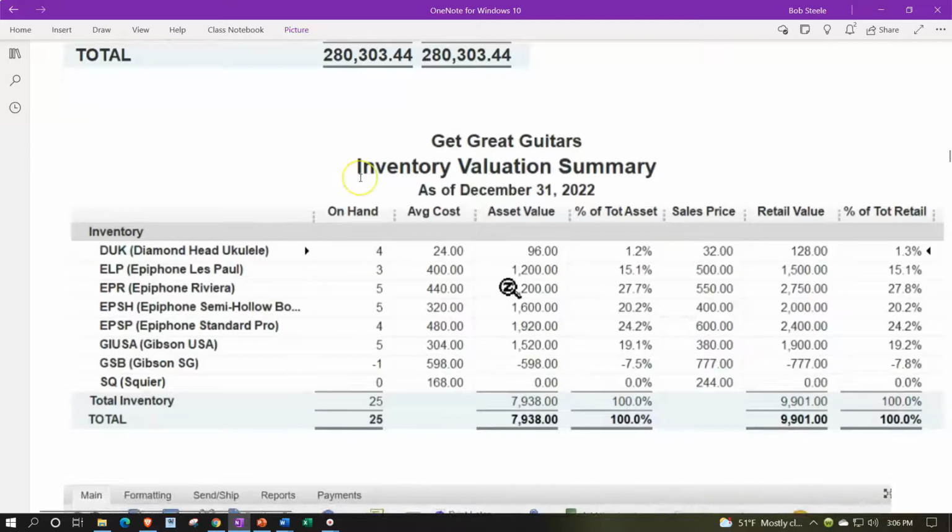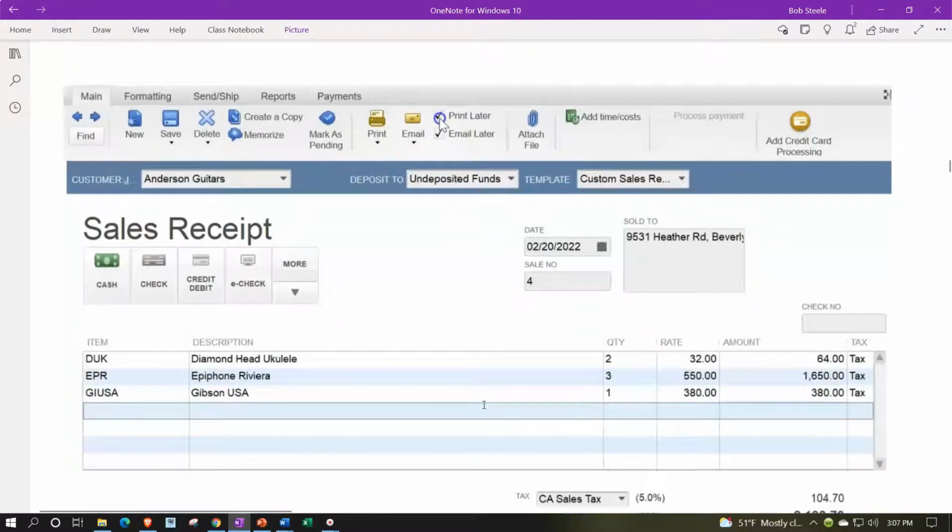If we look at the inventory subledger, it would be affected because we sold an inventory item, which is going to be broken out by unit and by the amount. This amount, 7938, should tie out to what's on the balance sheet in inventory.